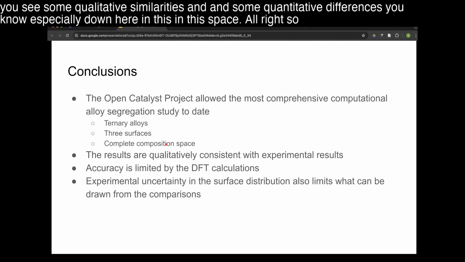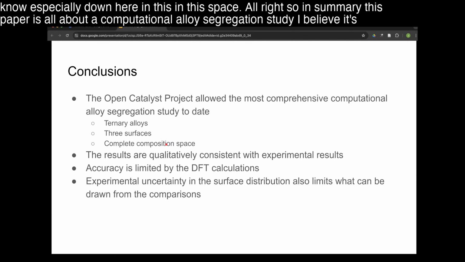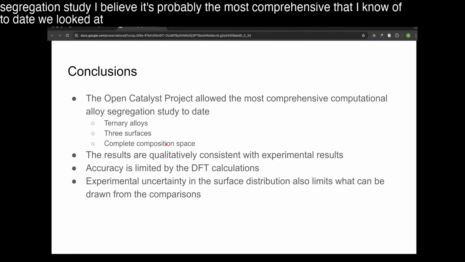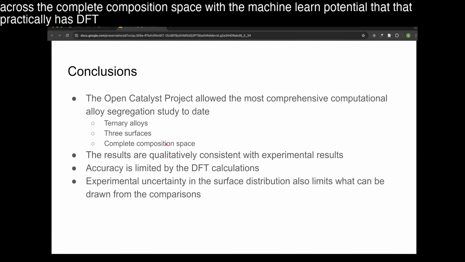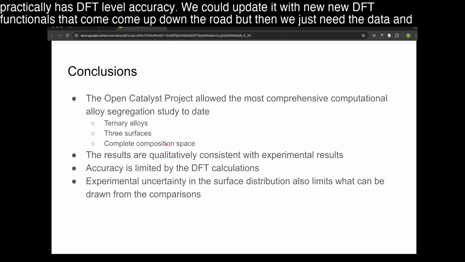All right, so in summary, this paper is all about a computational alloy segregation study. I believe it's probably the most comprehensive that I know of to date. We looked at 3 different ternary alloys on 3 different surfaces across the complete composition space with the machine learned potential that practically has DFT level accuracy. We could update it with new DFT functionals that come up down the road, but then we just need the data and to retrain it.